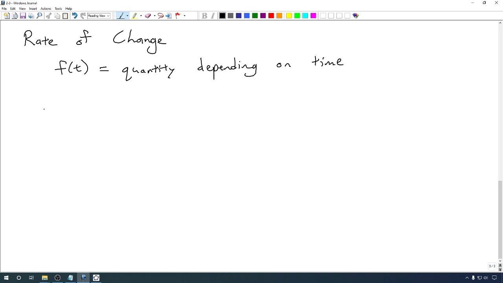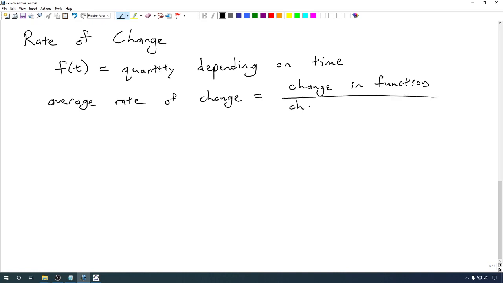And we can talk about the average rate of change of this over some interval of time as the change in our function divided by that change in time, how long that time interval was, which we could also write as delta f over delta t. Remember, the delta here is a notation that means a change in whatever variable we have behind it.